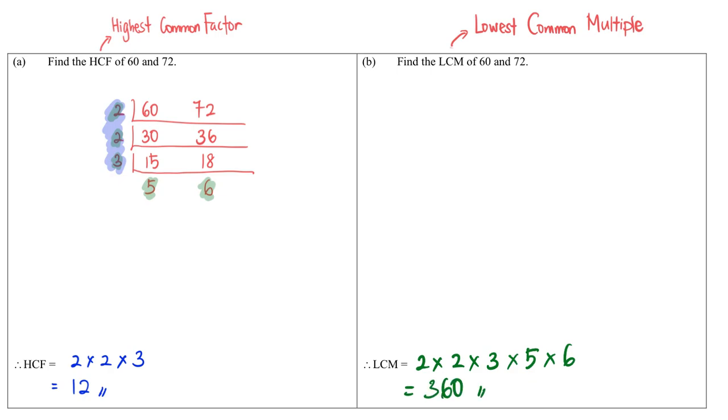360. So you can see that this working, the short successive division method, does have its benefits, as it can allow us to find both highest common factor and lowest common multiple quite easily.